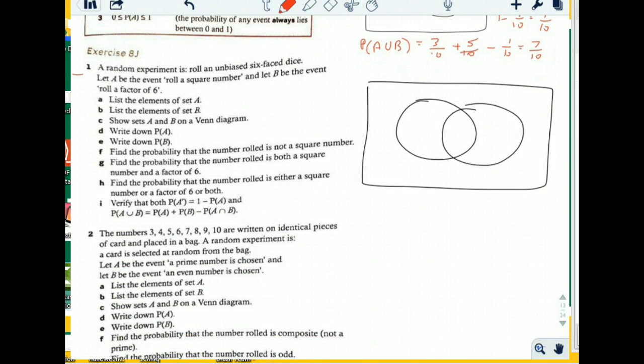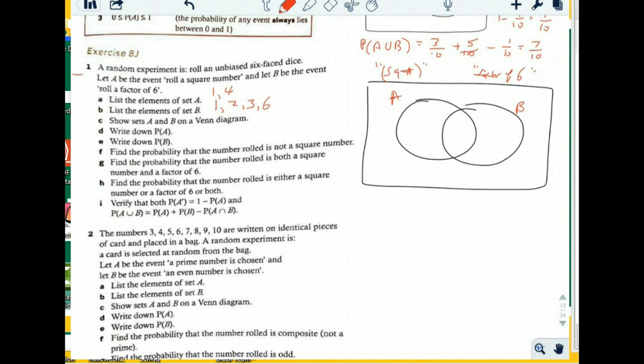Let's look at number 1. A random experiment is to roll an unbiased six-faced dice. Let A be the event: roll a square number. And B is: roll a factor of 6. Okay. So list the elements of A. A would be square numbers, so that would be 1 or 4. And it's a six-sided dice, so that's all you can have. List the elements of set B. Set B is factors of 6, so that would be 1, 2, 3, or 6.